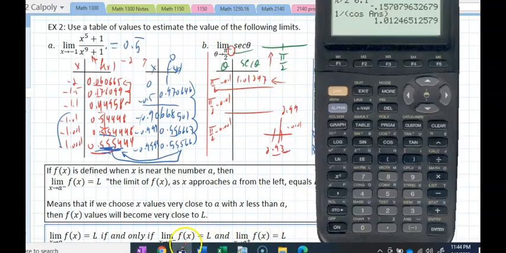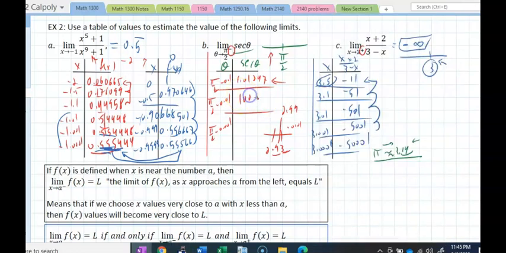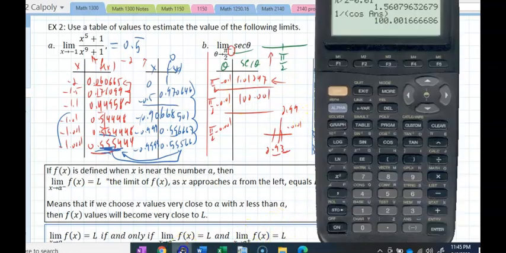So if I take pi over 2 and I subtract off 0.01 and I do my evaluation again, 100.001. Okay, well, that jumped really drastically. If I go to another, let's say pi over 2 minus 0.001, what would happen now? If it's going to get bigger, then I'll know it's approaching infinity. Oops. 1.000.